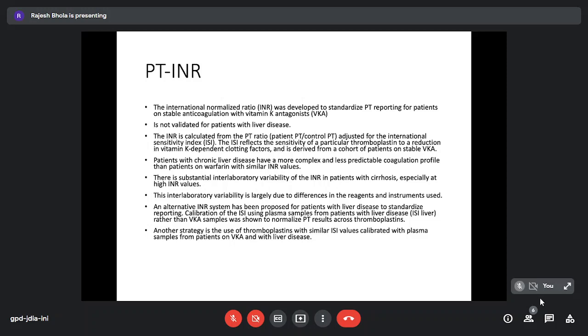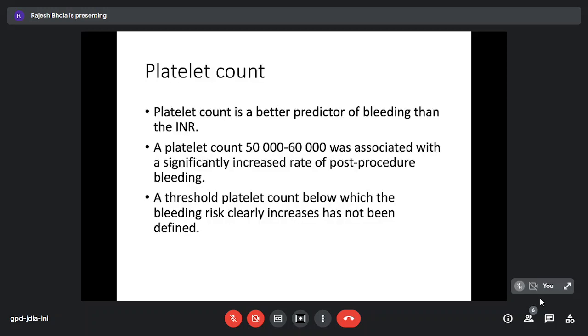Well, so what is the other strategy that can be used? We can propose only one type of thromboplastin, so that similar ISI values can be applicable to all laboratories. So that is a proposal that can be used to bring standardization in reporting of the PT INR in liver disease.